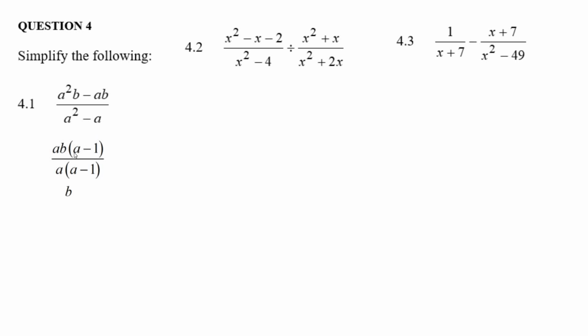Well, that's really good because A minus 1 divided by A minus 1 is 1, and A divided by A is 1. So they cancel. We factor and we cancel the things divided by each other that equal 1, and we're just left with B.